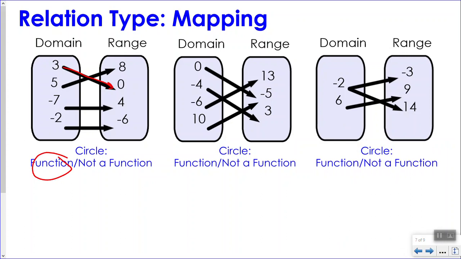If we look at the next one, 0 goes to -5, -4 goes to 3, -6 goes to 13, and 10 goes to -5. Again, each domain value has only one arrow mapping to a range value, so this is a function. It doesn't matter that multiple domain values are mapping to -5. That's okay. If we look at this last one though, -2 goes to -3, and to 14. And as soon as I see that, that means I have multiple range values for that one domain value, and this is not a function.